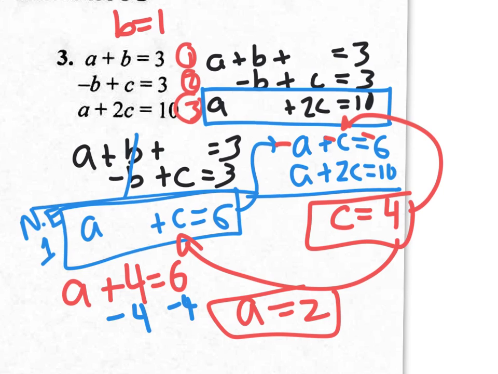B equals 1. Once again, all I did was I looked for an equation that actually had B in it. This one has B, or this one has B. This one looks a little easier to work with, so I'm going to plug in the A value that I just found right here. 2 plus what is 3? 2 plus 1 is 3, so B has to be 1. The ordered triple would be 2, 1, 4.